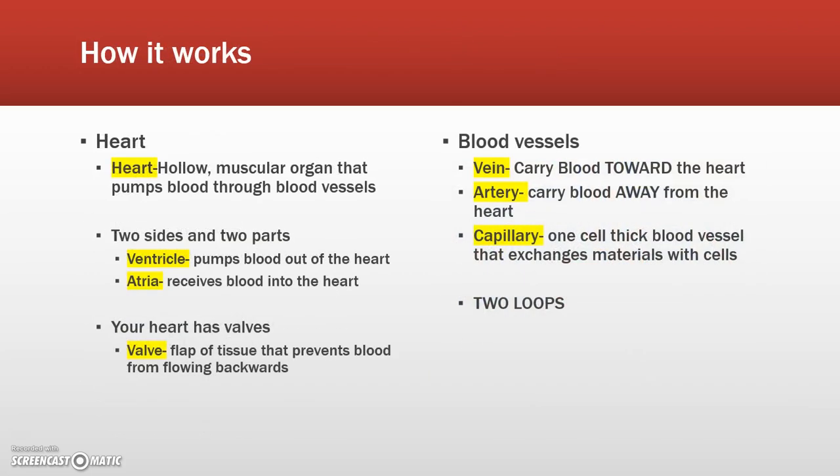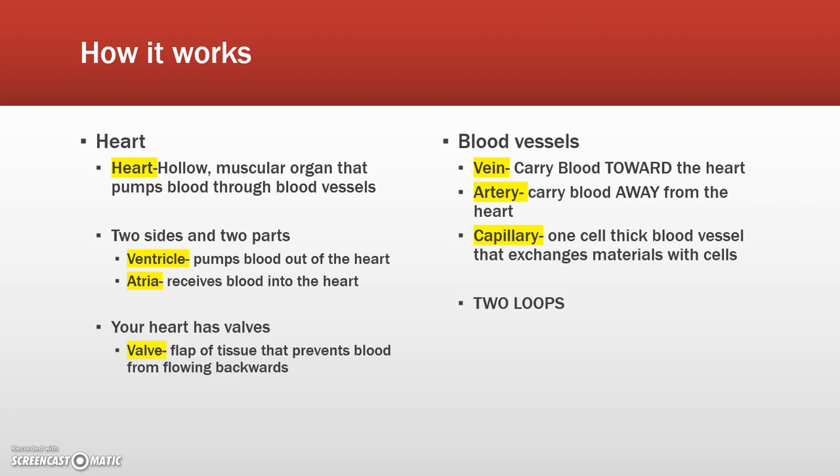So how it works is you have a heart, obviously. And your heart is a hollow muscular organ that pumps blood through your blood vessels, and it's made up of two sides, a right side and a left side, and two parts, which are called ventricles and atria. So ventricles pump blood out of the heart. They're very thick and muscular, and they're kind of a V shape. That's how you can remember it.